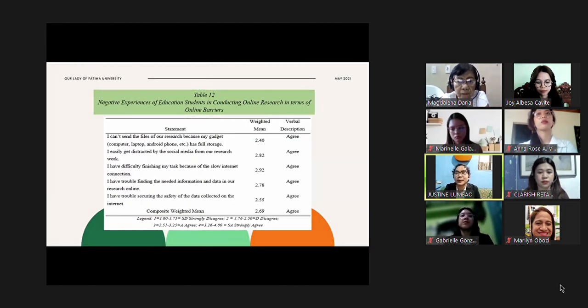In table number 12, we have the negative experiences in terms of online barriers. As you can see in the table, they all have an agree verbal description. First, I will read the highest. I have difficulty finishing my task because of the slow internet connection, 2.92, agree. I can't send the files of our research because my gadget has full storage, 2.40 weighted mean, agree, which is the lowest. With a composite weighted mean of 2.69, agree. Next.